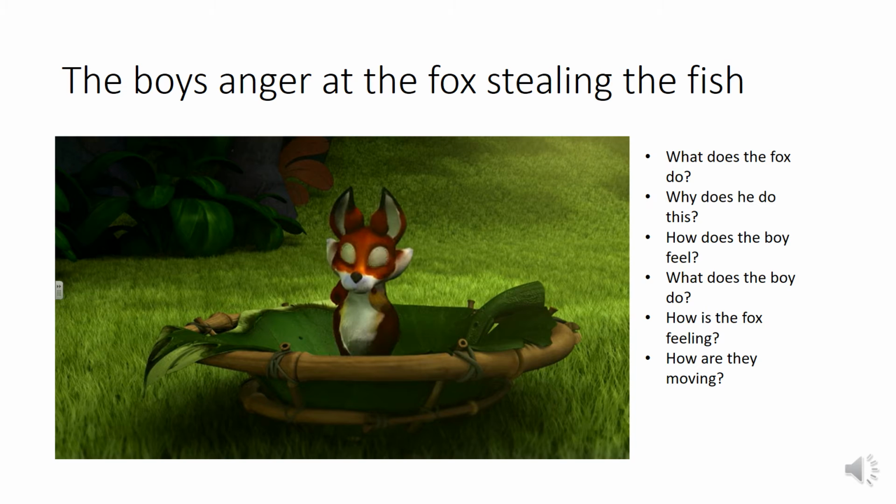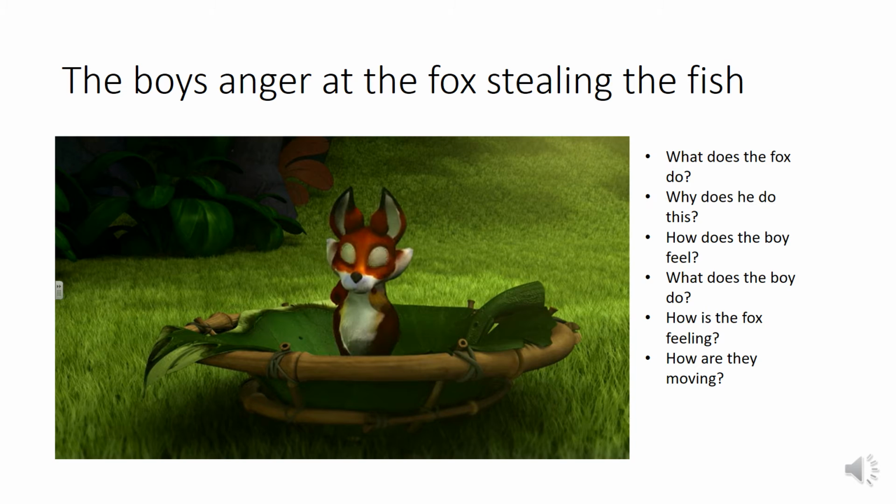What does the fox do and why does he do this? Why do you think the fox steals that fish? Does he do it just to be mean to the boy? Does he do it because he's really hungry and he needs it? Or is there a different reason you think he does it for? How does this make the boy feel? And what does the boy do about it?